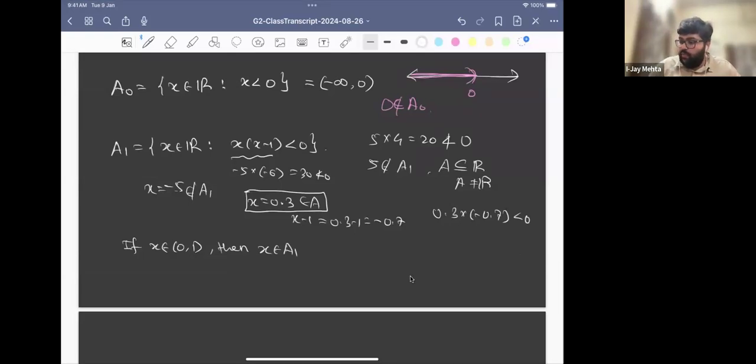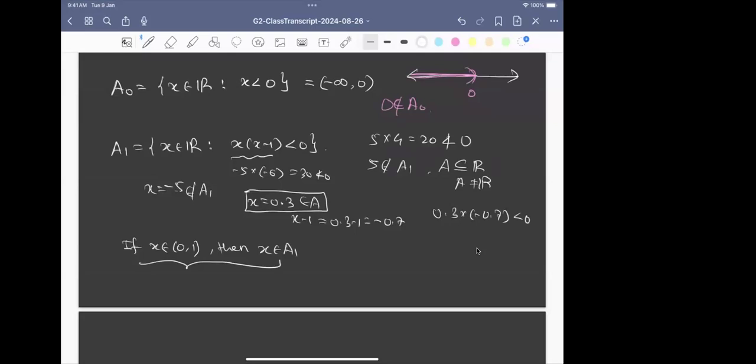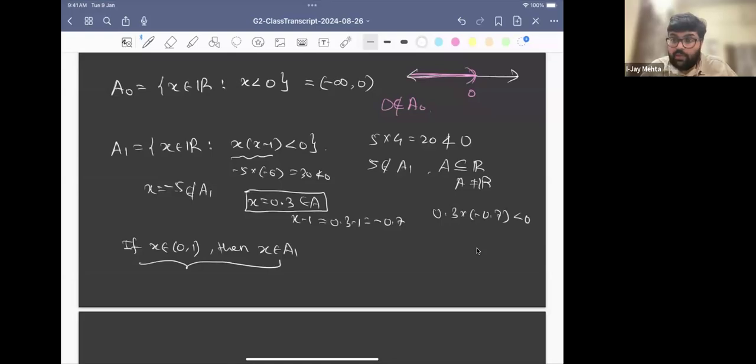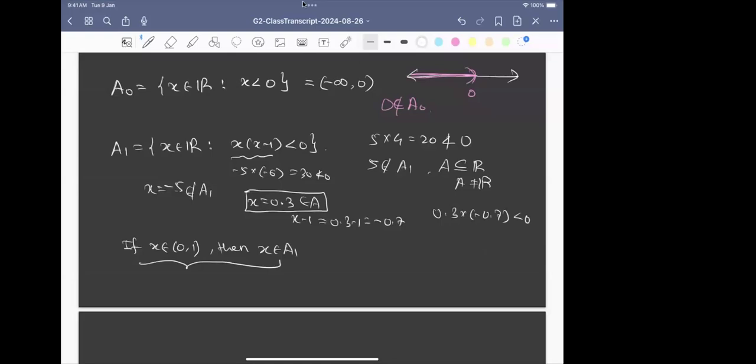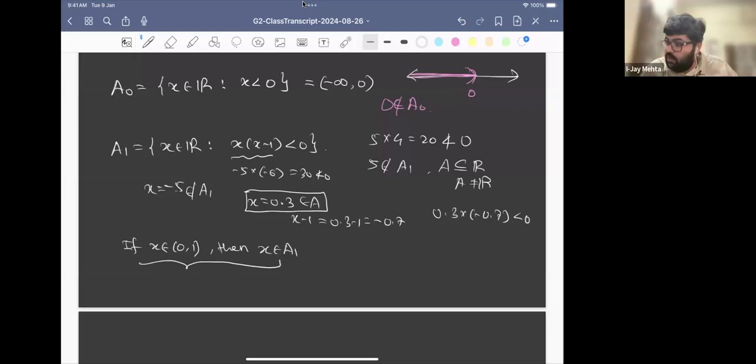But what does this prove? If I prove this statement, what does this mean? If x belongs to (0, 1), then x belongs to A1. इसका meaning क्या है? We have done this statement, right? If x is in A, then x is in B. What is the meaning of this? Rigveda? So it is subset. Which subset? Who is a subset of what? X is a subset of A. X नहीं.